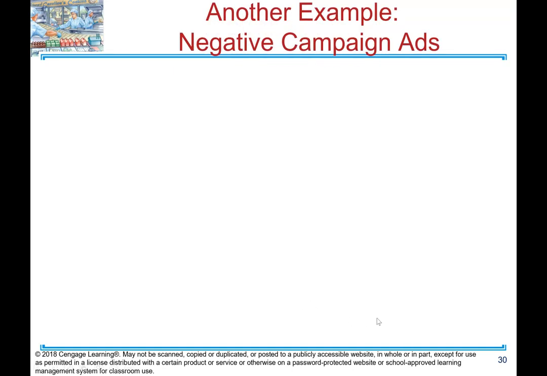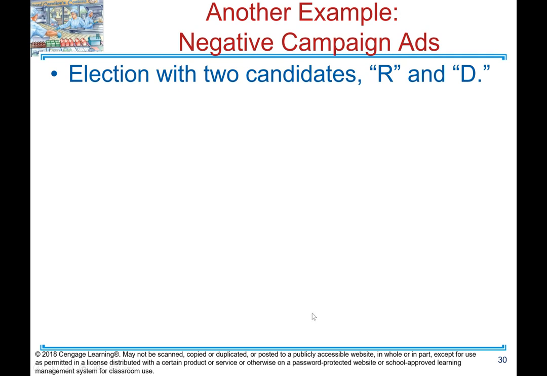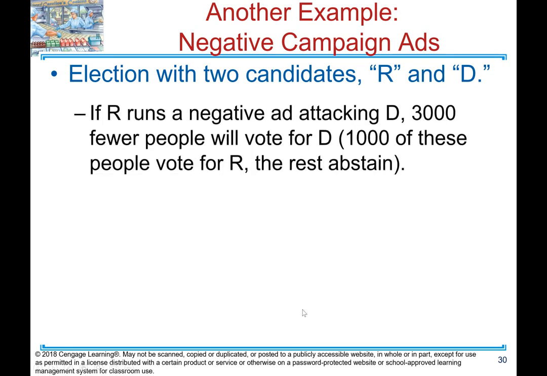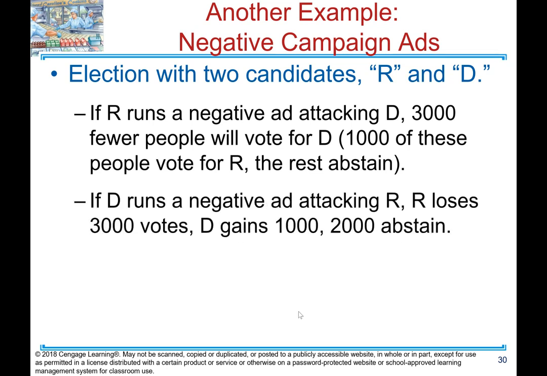Another example is negative campaign ads. Election with two candidates, R and D. If R runs a negative ad attacking D, 3,000 fewer voters will vote for D. 1,000 of those people will vote for R, and the rest will abstain from voting. If D runs a negative ad attacking R, R loses 3,000 votes. D gains 1,000 and there are 2,000 abstentions.